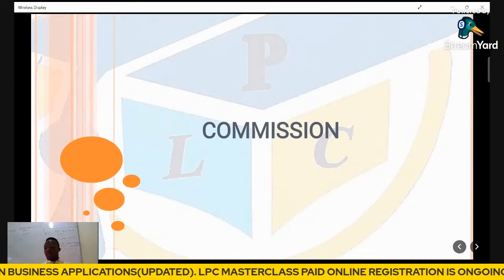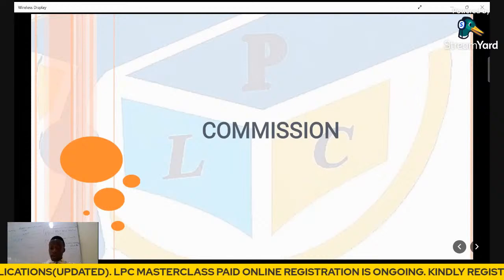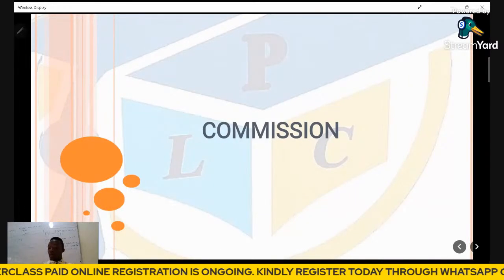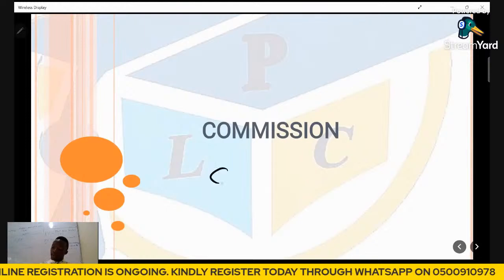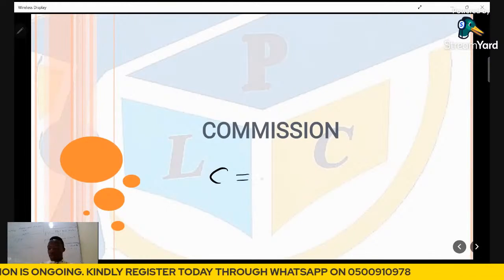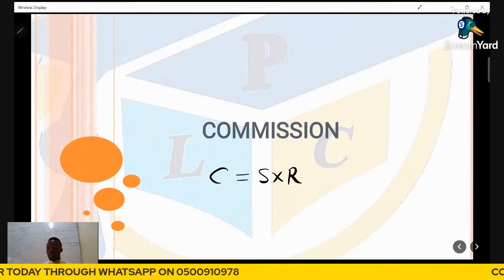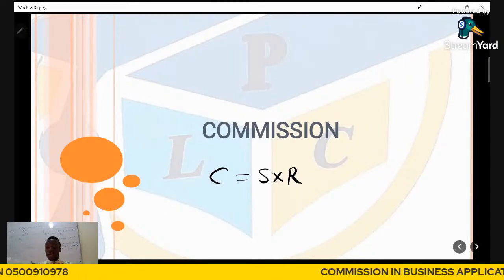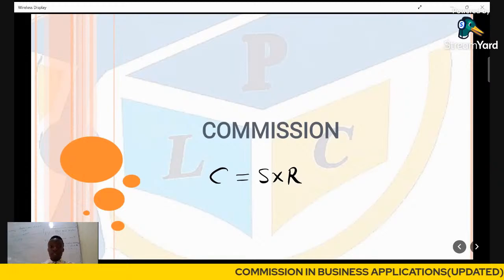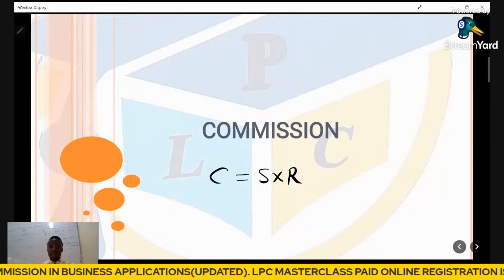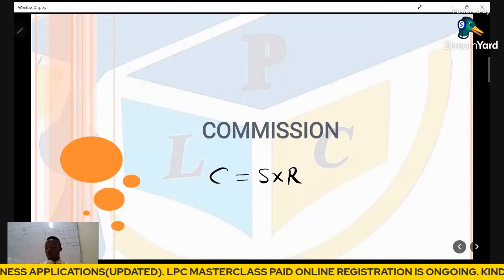All right. So generically, for us to know commission in a simple formula, we will say that commission, C, which should be called towards the sales, is multiplied by the rate of commission. So always when it comes to definition or how we actually pay an agent, the formula is commission is equal to sales multiplied by the rate of commission.